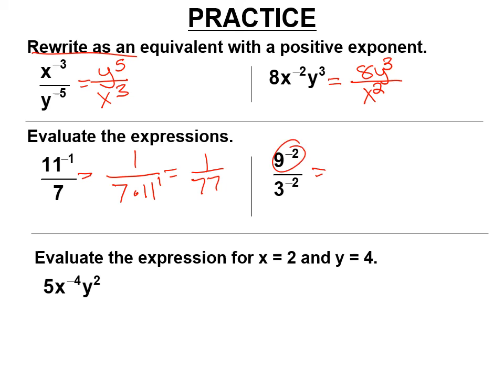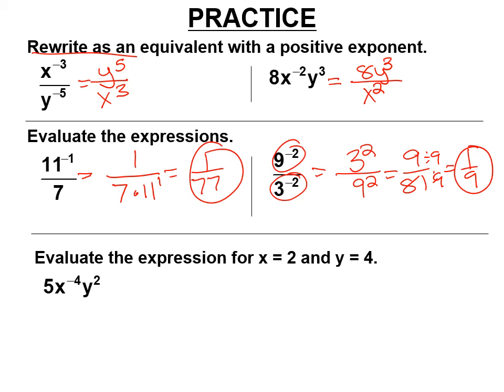All right, the 9 to the second power goes down there, becomes 9 squared. The 3 to the -2nd goes up there and becomes 3 squared. 3 squared is 9, 9 squared is 81. Why can't you leave it that way? Simplifying fractions, 1/9.